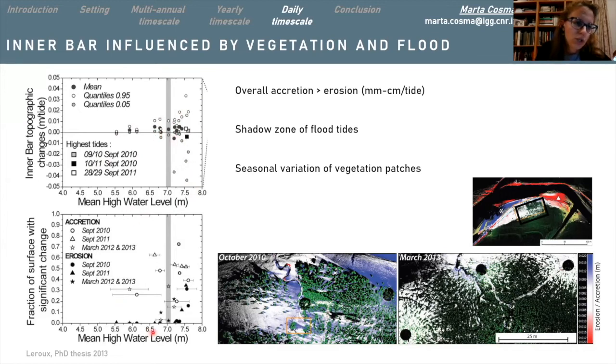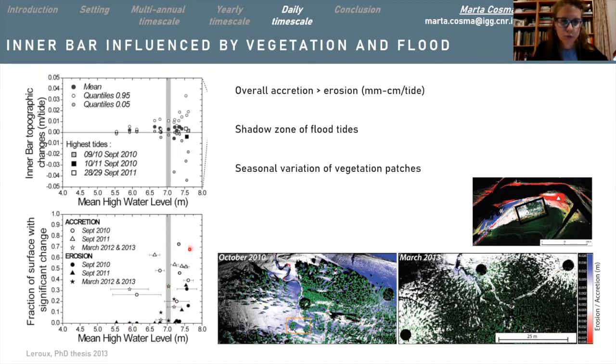And also the variation: the surface affected by accretion is much higher than the surface affected by erosion.